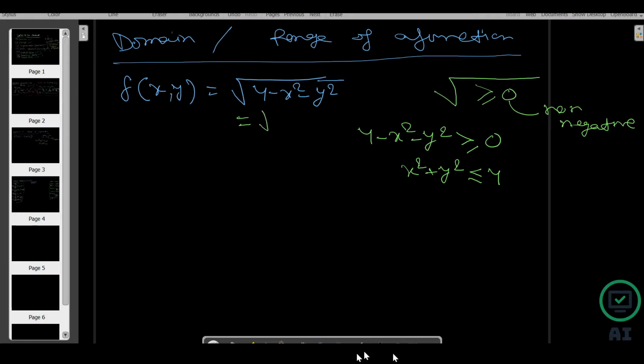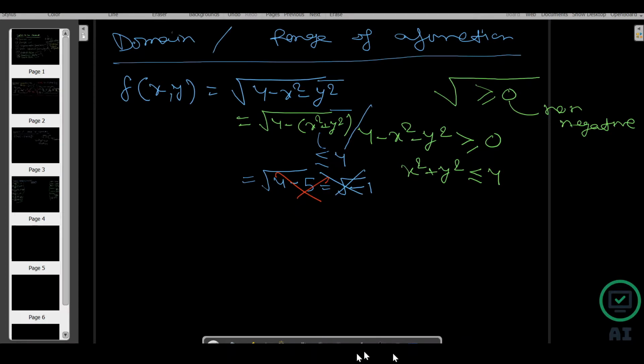If you write this function like this, x square plus y square, what I have done is just taken the minus as a common. So now if you see this, as we know that inside the root, this should be greater than or equal to 0. So for what value of x square plus y square will this be greater than 0? This should always be less than or equal to 4. If you give 5 here, let's see what happens. 4 minus 5 will come minus 1.